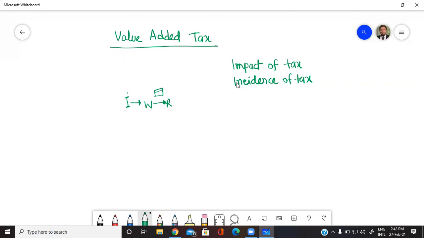But the thing is that when the wholesaler has bought goods from the importer, the wholesaler has paid input VAT for the goods he has taken as input. And when the wholesaler sells the goods after some value addition to the retailer, what will happen? He will collect VAT from the retailer, and that VAT will be known as input VAT to the retailer, but for the wholesaler, that VAT will be known as output VAT. So which one is a bigger number for the wholesaler, input VAT or output VAT?